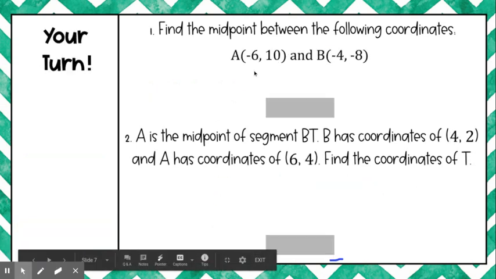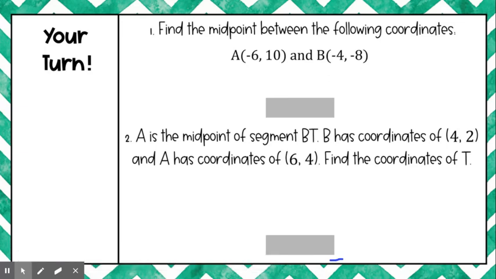All right, so now you're going to do some practice on your own. The first thing you need to do is find the midpoint between the following coordinates. So, we're going to use the midpoint formula. Our A endpoint is -6, 10, and our B endpoint is -4, 8.